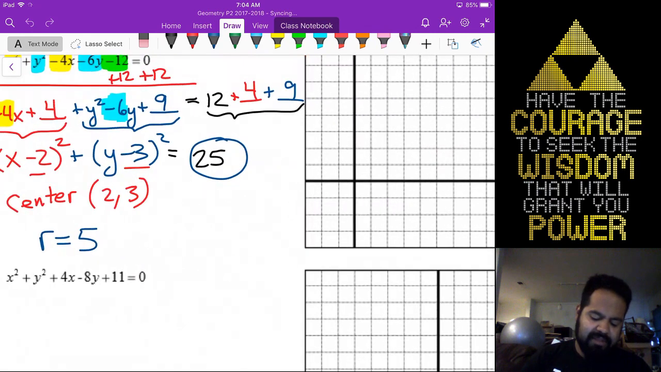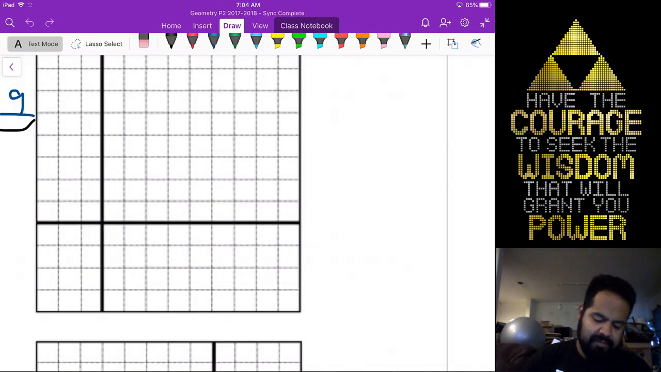So now let's graph it. 2, 3. And then our radius of 5 means we're going to go 5 to the left, 5 to the right, 5 up, and 5 down.